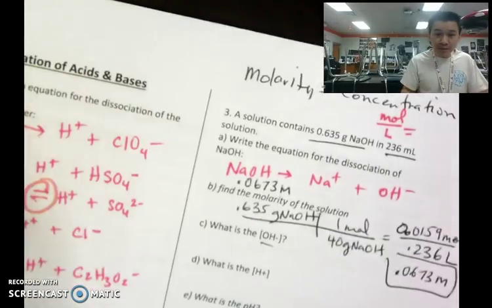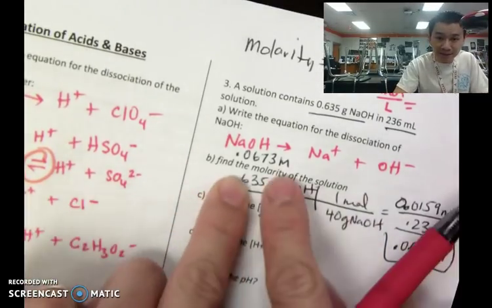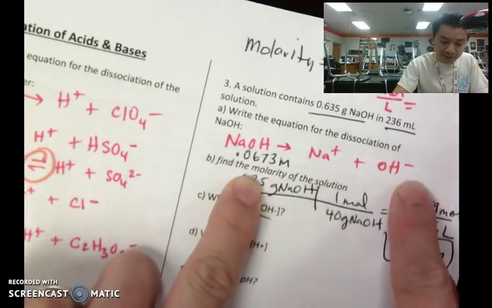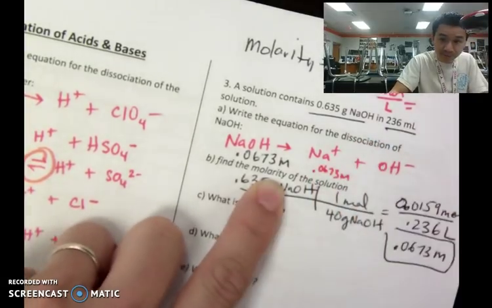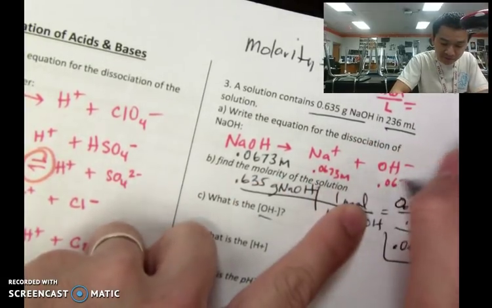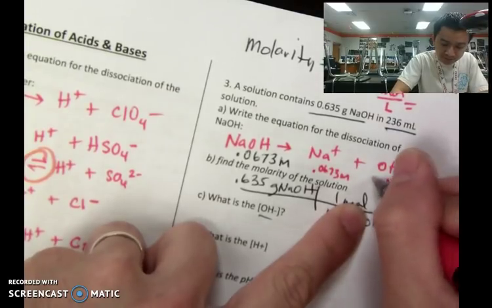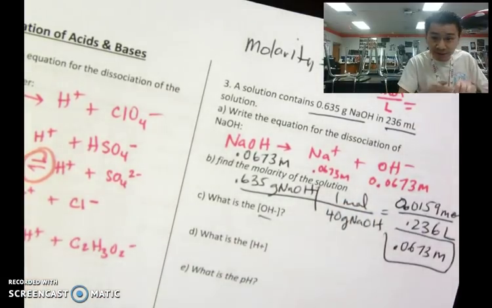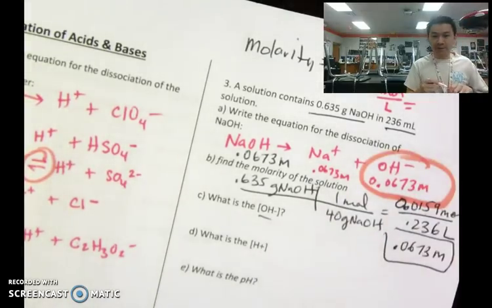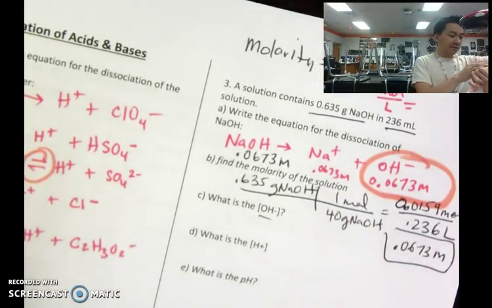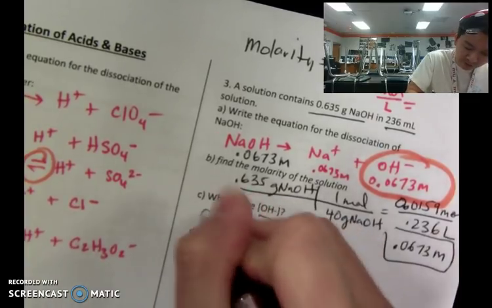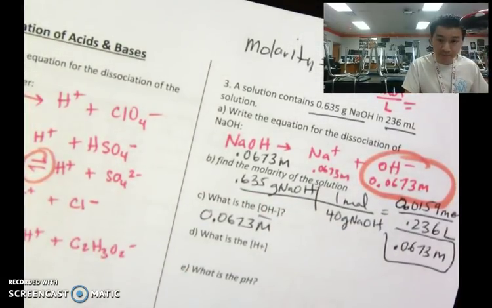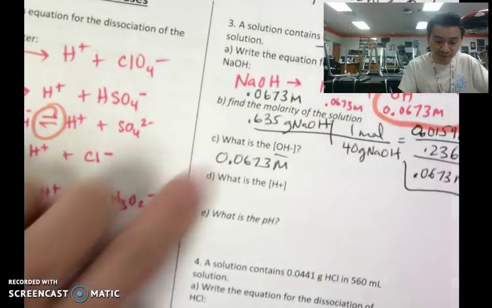Okay? So this NaOH, remember, it splits up completely. It's going to break up into the same amount, 0.0673 molar of Na and 0.0673 molar of OH. And that there, ladies and gentlemen, is what we need. That right there. We have the concentration of NaOH now. So the concentration of NaOH is 0.0673 molar.